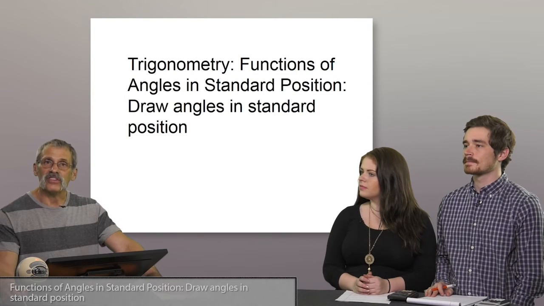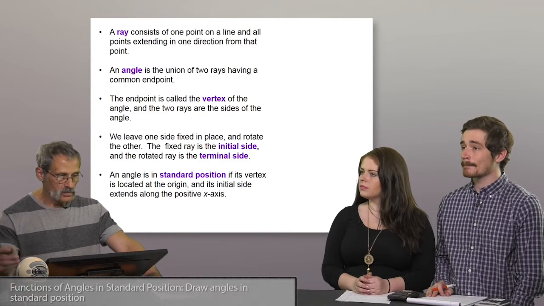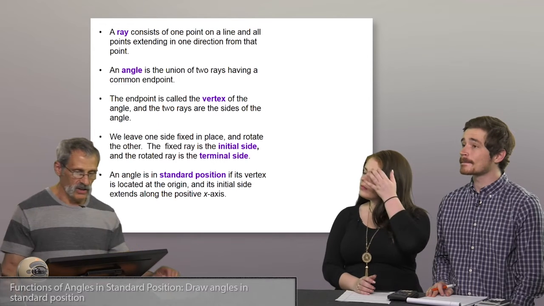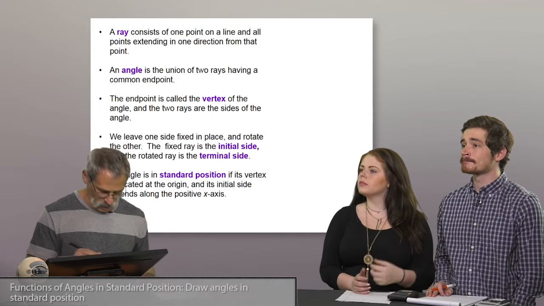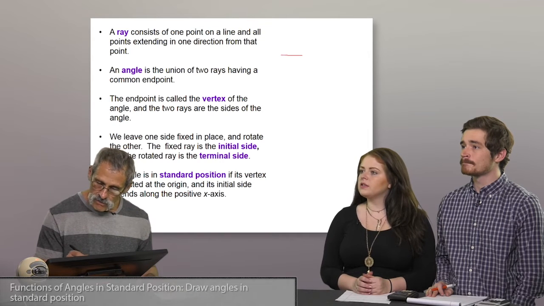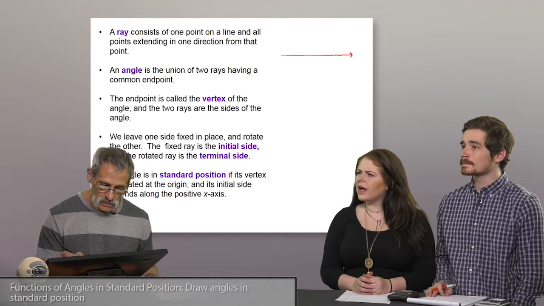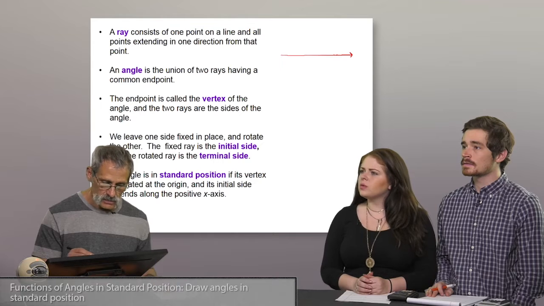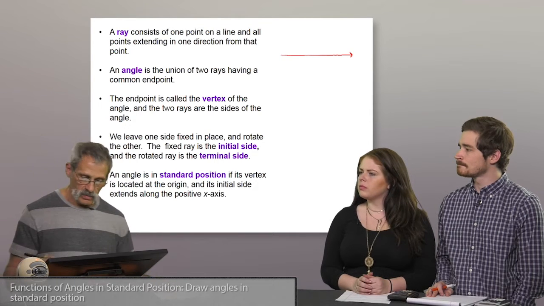Draw angles in standard position. Well, we're going to go through just some definitions here. Where do we start? We'll start with a ray. A ray consists of one point on a line and all points extending in one direction from that point.